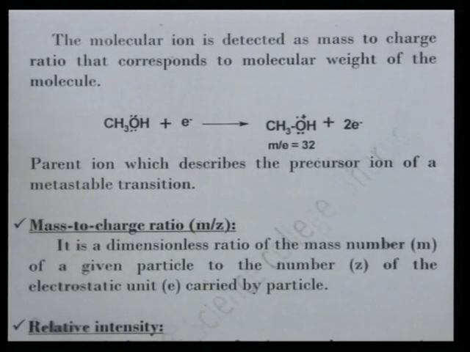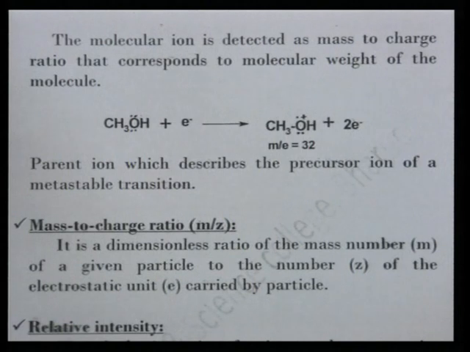Here, a methanol molecule is bombarded with a heavy beam of electrons. One electron is removed, so it will form a radical cation. The lone pair of electrons is removed because it needs the lowest ionization energy. The lone pair requires the lowest ionization energy to remove the electron from the molecule. So, the m/z value corresponding to the methanol molecule is 32, and that shows the molecular mass of the compound. Now, parent ion describes the precursor ion of a metastable transition.